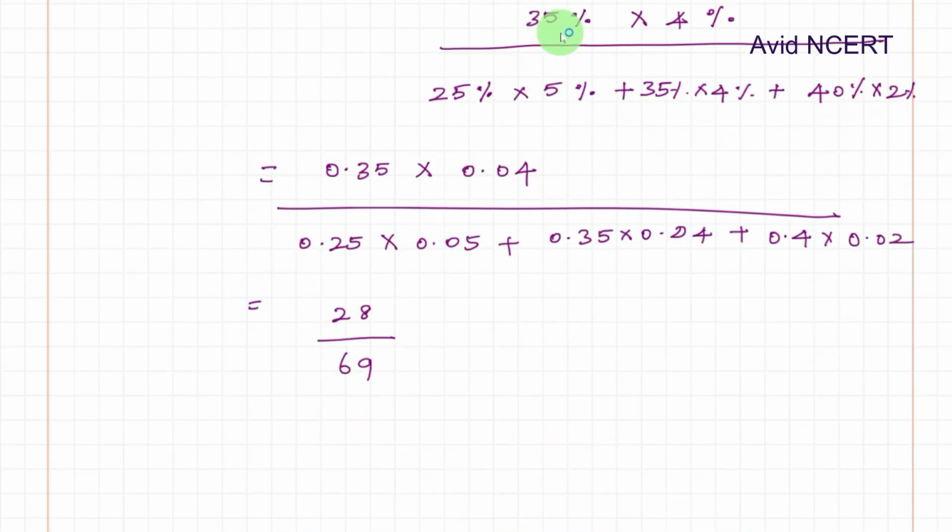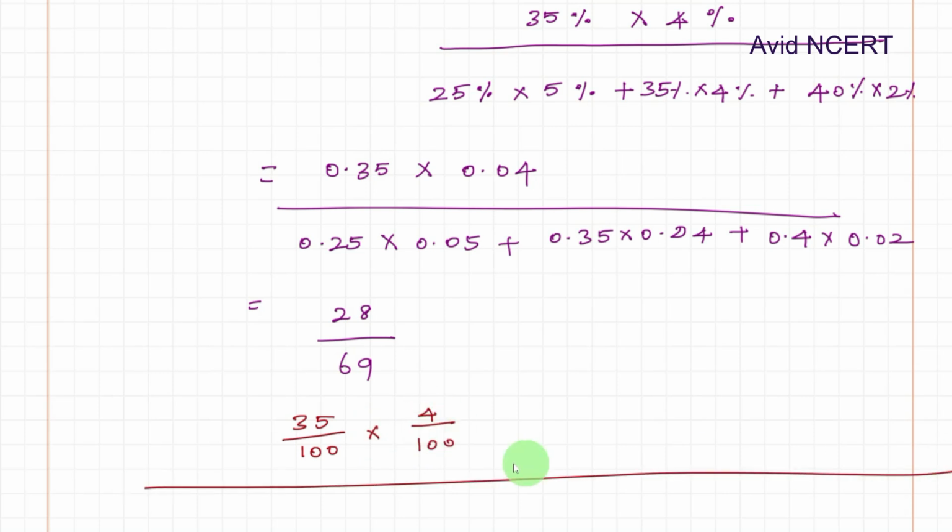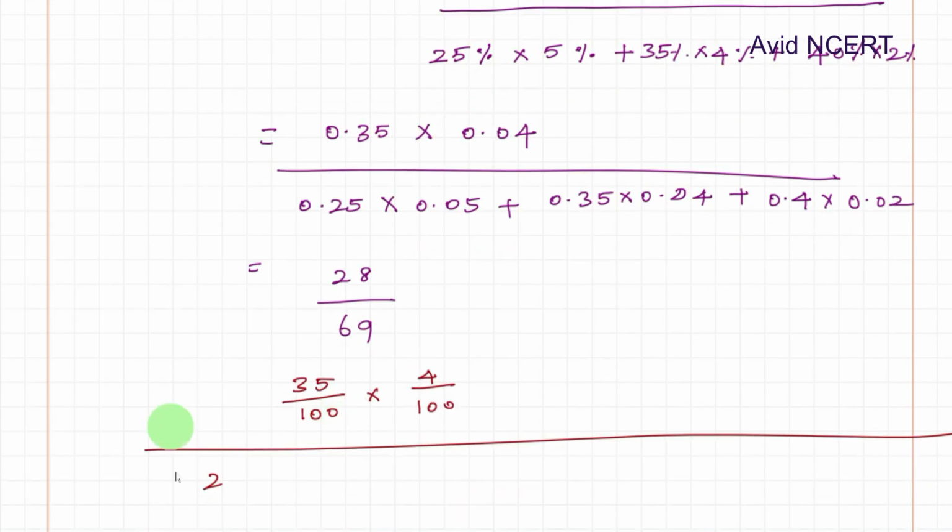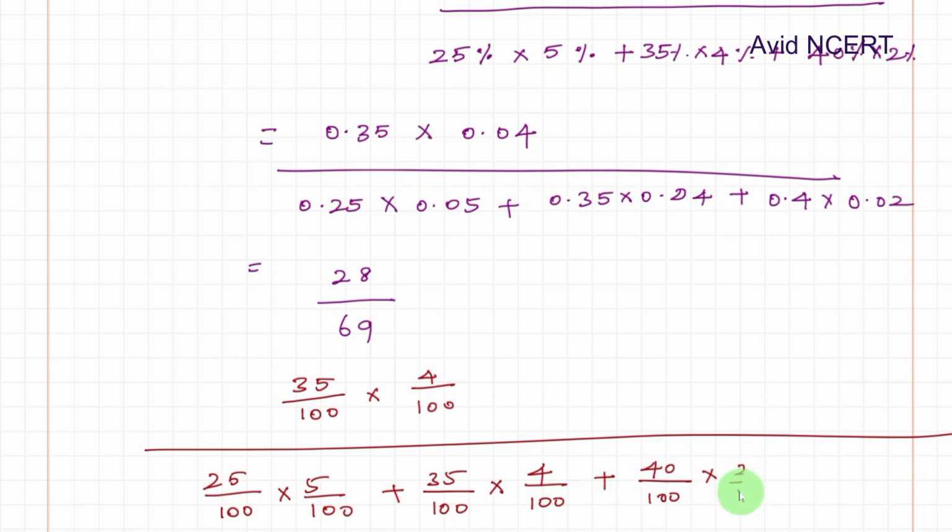Or this can also be solved by taking every percentage as a number divided by 100, without using decimals. So we still get the same answer. It can be done as 35 by 100 times 4 by 100, divided by 25 by 100 times 5 by 100 plus 35 by 100 times 4 by 100 plus 40 by 100 times 2 by 100. If this is easier to solve, this can also be done. Still the answer is going to be 28 by 69.